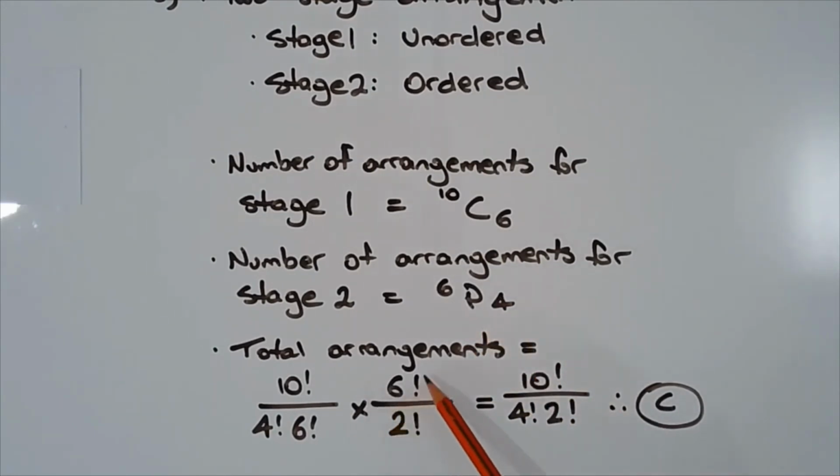Now the 6 factorial in the numerator here will cancel with the 6 factorial in the denominator here, and we end up with 10 factorial over 4 factorial 2 factorial. Therefore, option C is the answer.